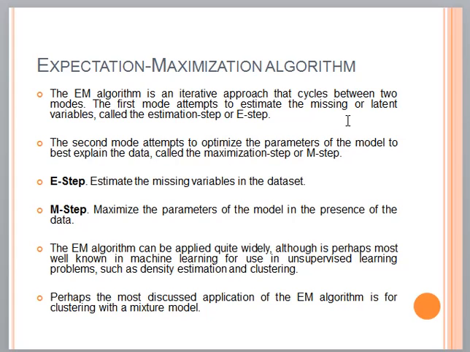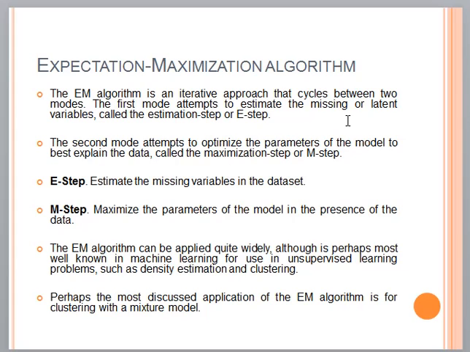So in the M step, we are basically trying to optimize the parameters because we already have the values from the E step. So in the M step, we can optimize our model and have the most suitable parameters that can best fit the data set. So there are two main steps: one is the E step and one is the M step. The E step estimates the missing variables in the dataset. The M step maximizes the parameters of the model in the presence of the data.